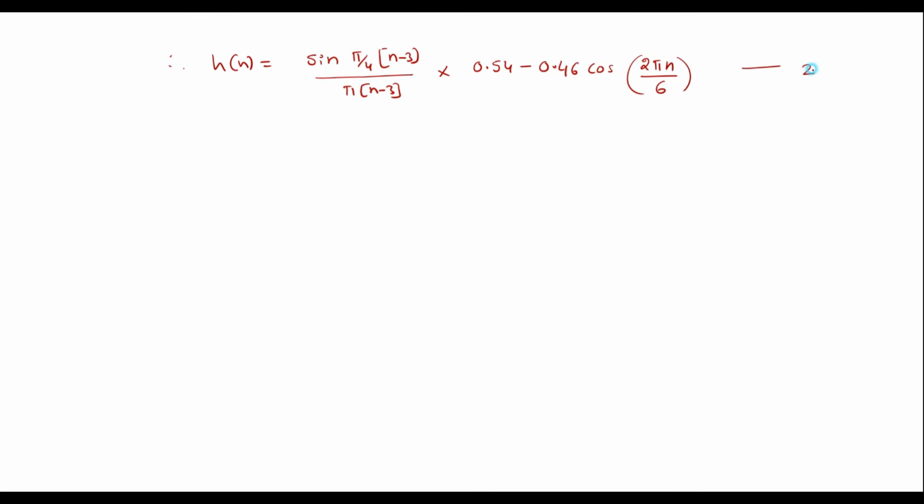We'll call it equation 2, equation 3, 3, 4, 5 and 6. That is m minus 1. Here m value is 7. So 0 to 6.